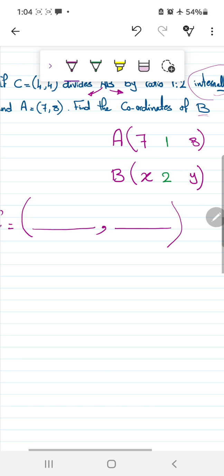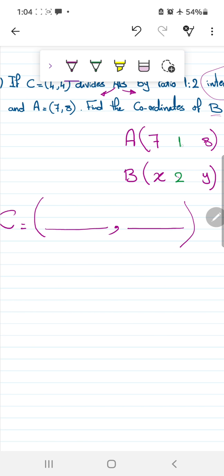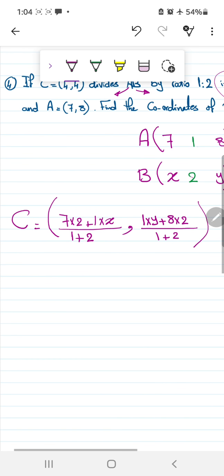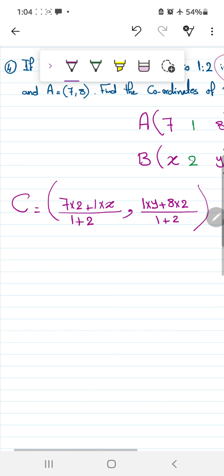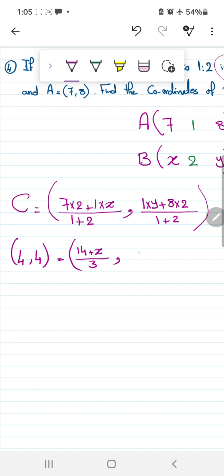Okay, X will be what? 7 times 2 plus 1 times X over 1 plus 2. And here, 1 times Y plus 8 times 2 over 1 plus 2. Here C will be what? 4 and 4, which equals 14 plus X over 3 and Y plus 16 over 3.